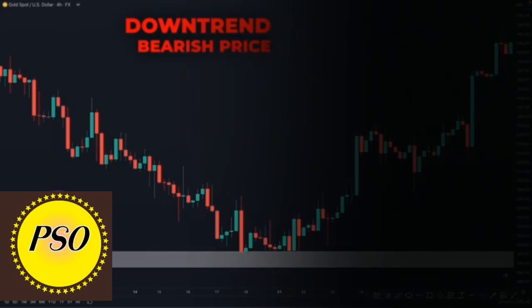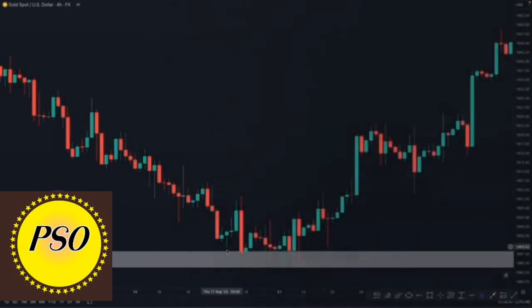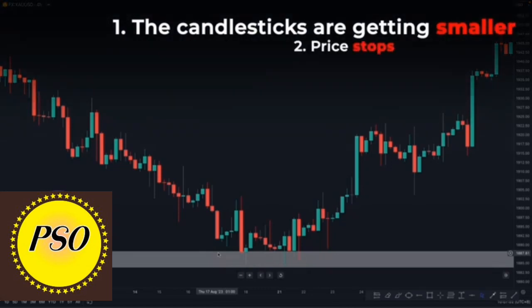Let's look at the left. On the left hand side, we can see a clear downtrend, right? Price is going down, price is very, very bearish. In this case, we can see that the momentum is actually fading. How do we know that? We know that when price is heading back down to this small little support level that we have drawn right here, the candlesticks are getting smaller and smaller.